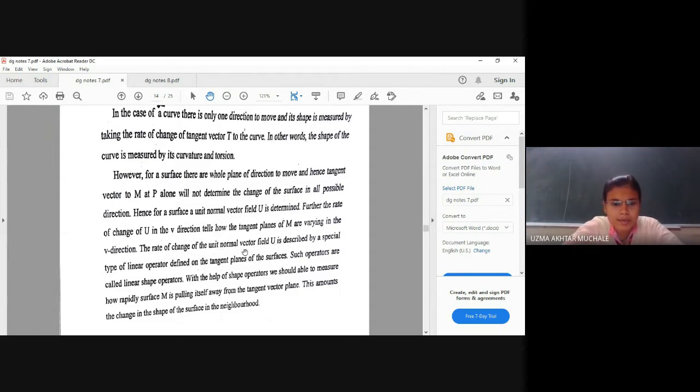So the rate of change of a unit normal is described by a special type of linear operator that is called a shape operator. With the help of a shape operator, we are going to measure how rapidly the surface is going to change with the help of this tangent plane, that is TpM.